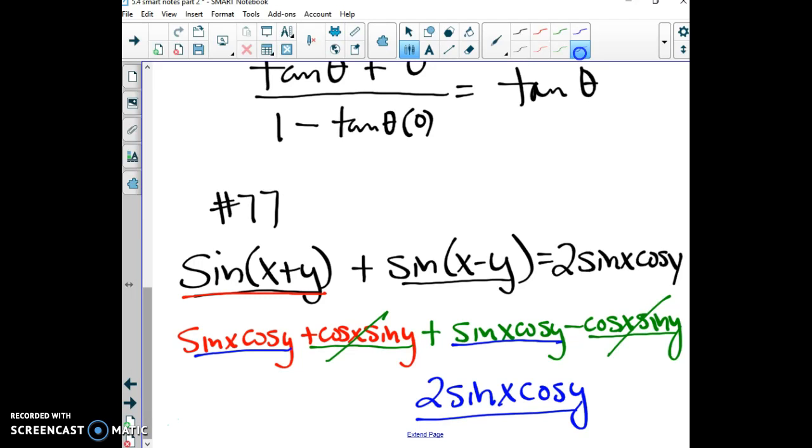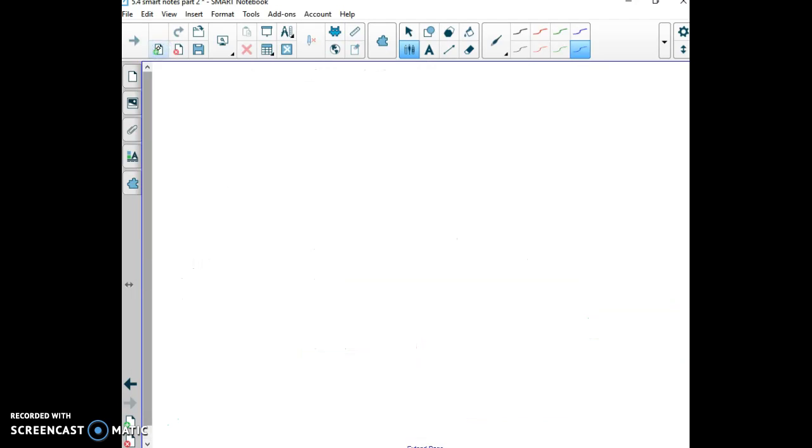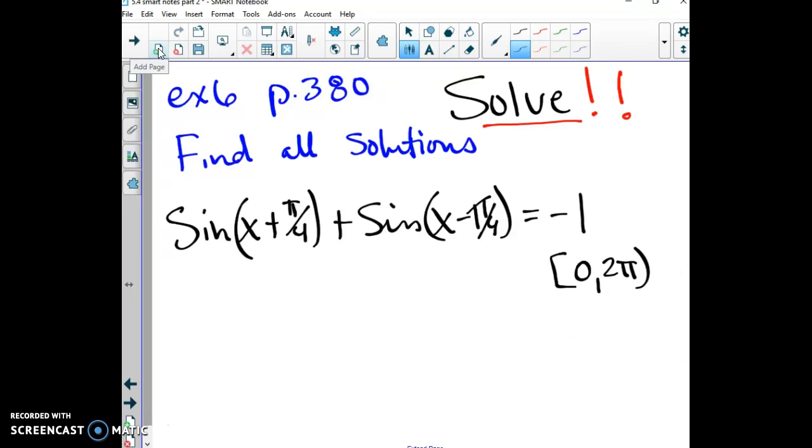That was example 5. We're going to go through example 6. Hopefully it fits here. So we've got some new excitement in example 6, page 380. It says we're going to solve this now. It's like prove the identity, and then we got to solve the trig identity equations, which was far more satisfying and fun. So we're going to simplify this sum.